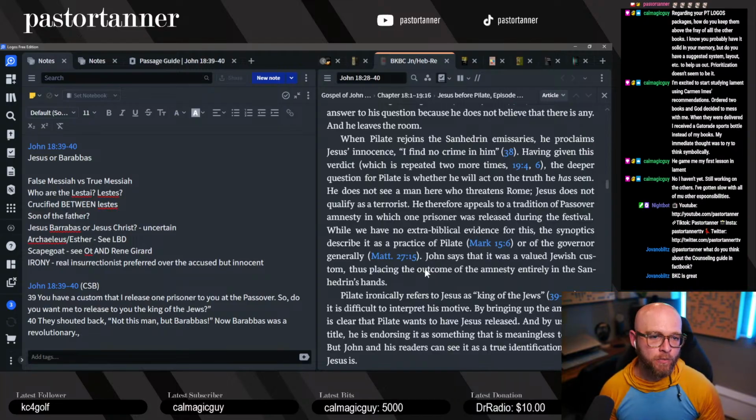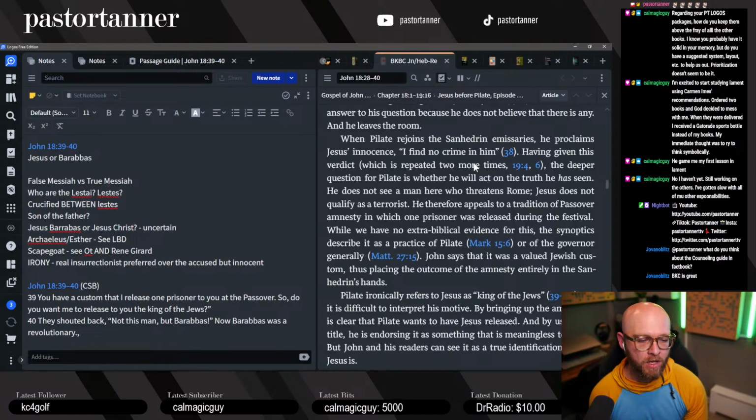I agree, Giovanno. When Pilate rejoins the Sanhedrin emissaries, he proclaims Jesus' innocence. I find no crime in him. Having given this verdict, which is repeated 2 more times, the deeper question for Pilate is whether he will act on the truth he has seen. He does not see a man here who threatens Rome. Jesus does not qualify as a terrorist.